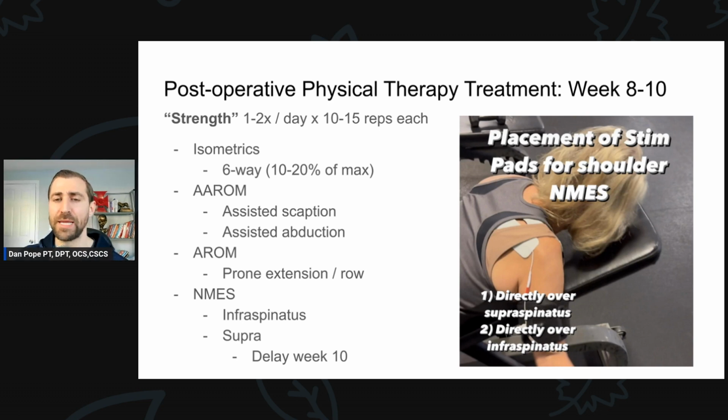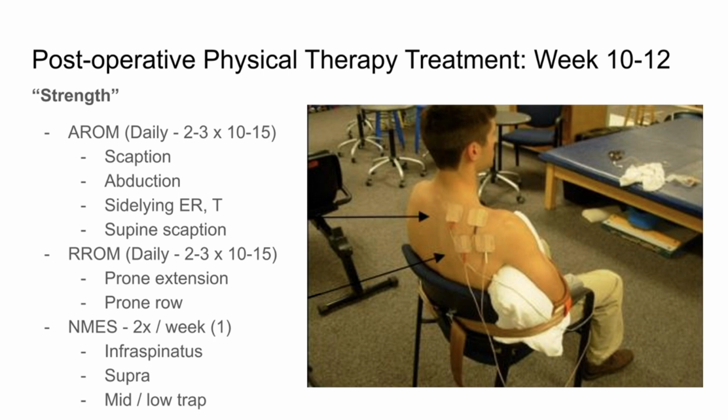In terms of placement for the stim pads, again, I apologize for the podcasters out there, but generally we use a larger pad and we put it directly over the muscle we want to target. So we take a large pad directly on infraspinatus, and then when we got to week 10, we put a large pad directly over supraspinatus. Once we got to week 10, so basically between week 10 and week 12, we bumped things up a bit.